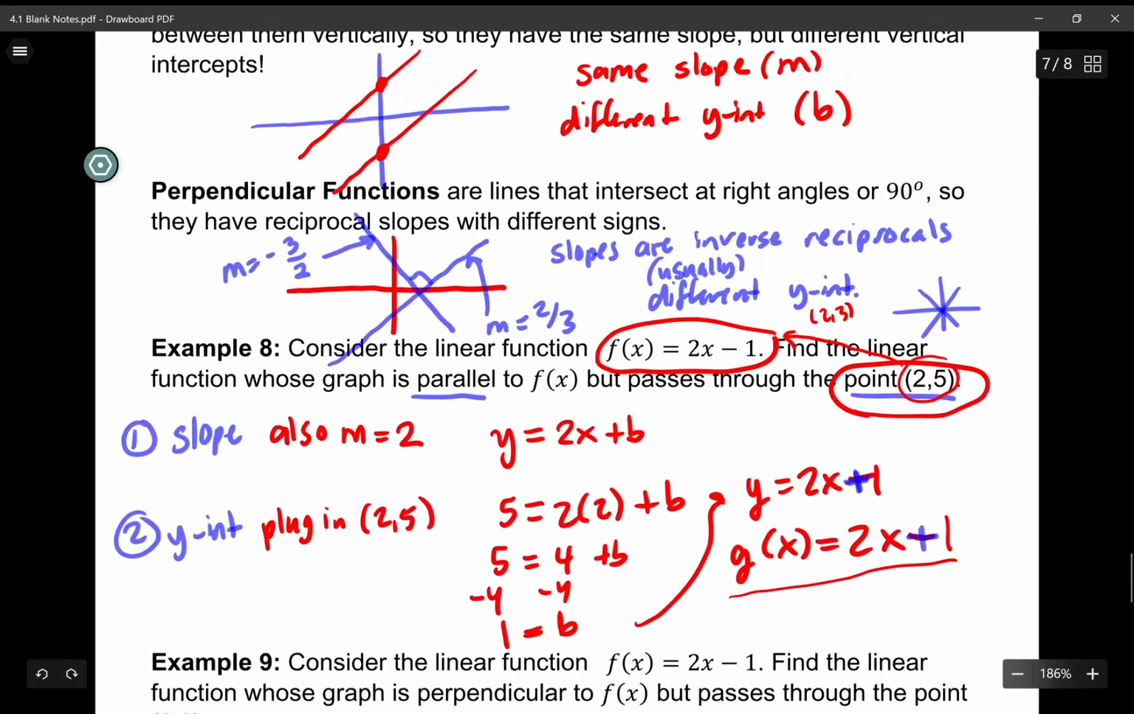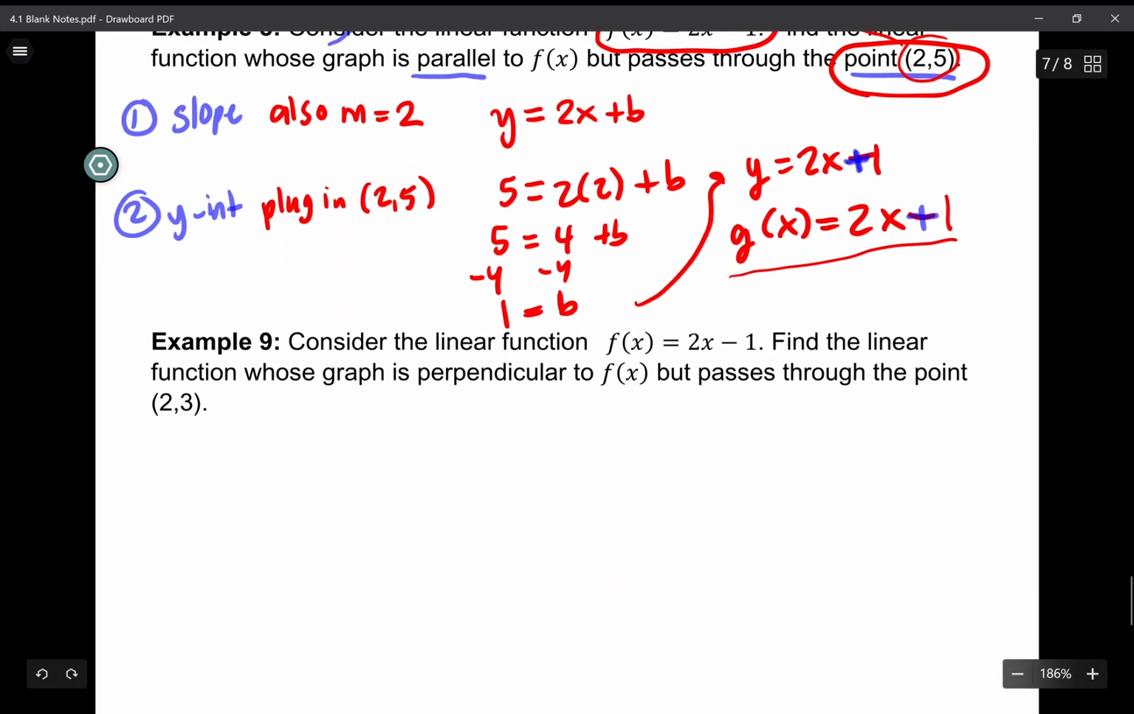Now, let's try number 9. Let's consider the same linear function, but this time we want to find another linear function whose graph is perpendicular to f of x and passes through the point (2, 3). All right, so let's give that a try. We're going to follow the same 2 steps. First, we figure out the slope. Second, we figure out the y-intercept.